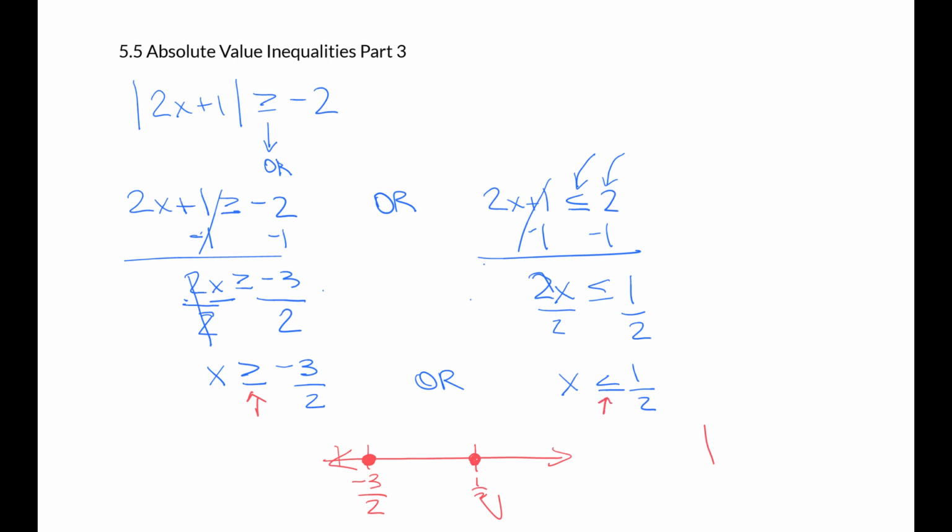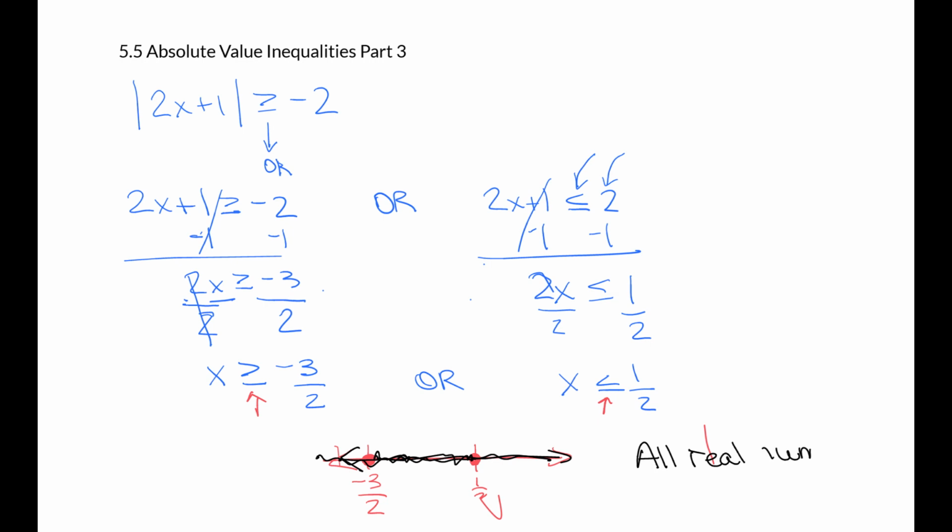All right, so here's where it gets tricky. It says x is greater than or equal to negative 3 over 2, so you would shade in everything over here. But then this one says x is less than or equal to 1/2, so you would shade everything this way. What ends up happening is that your entire number line is shaded. So the answer to this problem is really all real numbers.